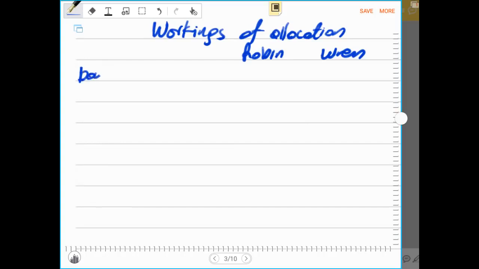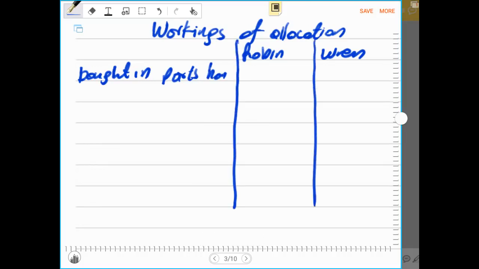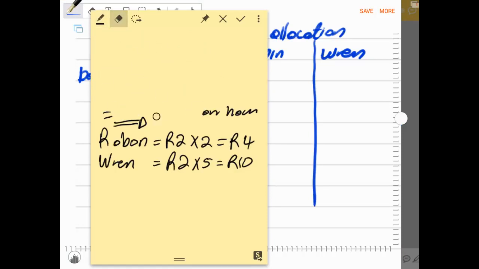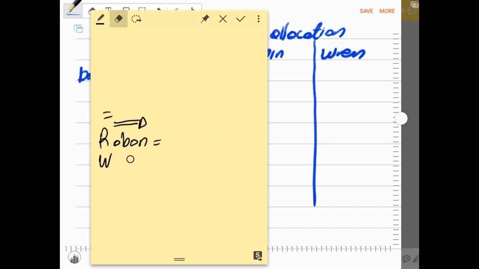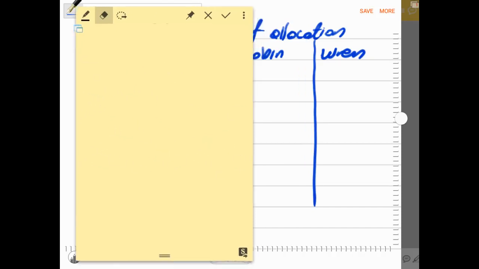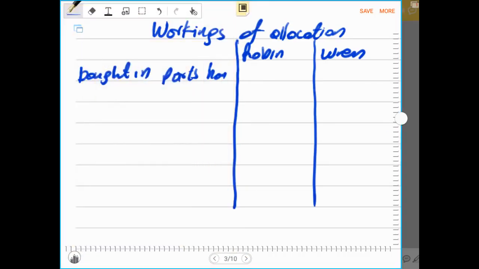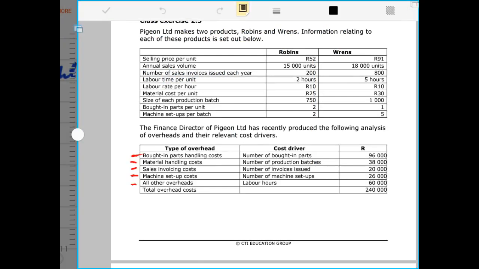The first overhead here is bought in parts handling cost. These are just my workings, because I first have to calculate the total cost for these overheads. Then after I'm done with their total cost, I will divide by the number of units to get the overhead cost per unit. So let us first check the amount of the first overhead, and the amount is 96,000 rands.